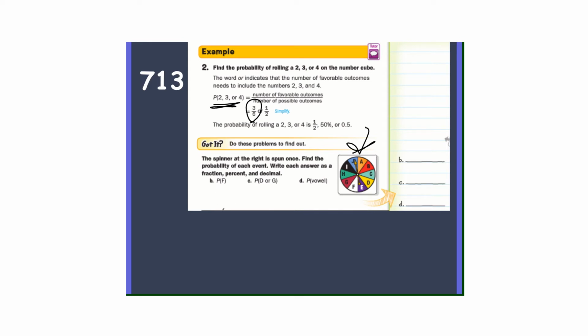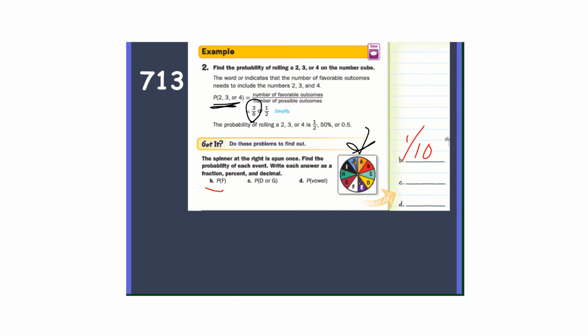Okay, the probability of spinning the letter F. How many F's are there on that spinner? 1. How many letters? How many equal, I shouldn't even say how many letters. How many spaces? 10. So 1 out of 10. So 1 out of 10, 0.1, or 10%.